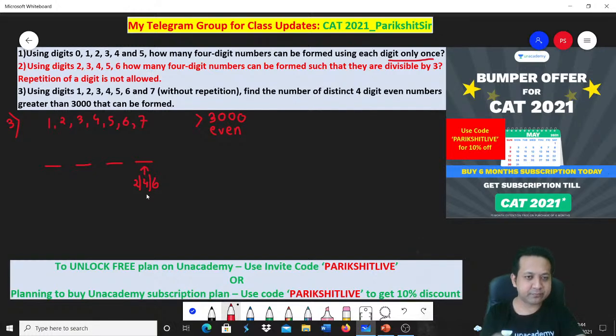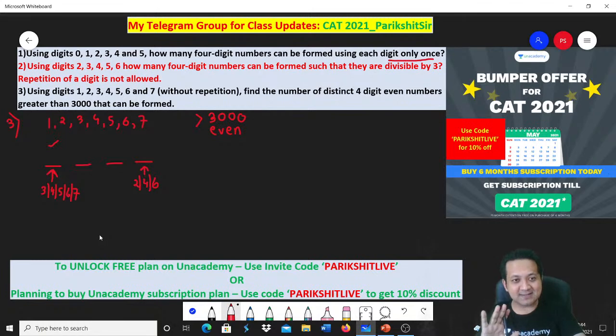Similarly, they are saying it should be greater than 3000. If it has to be greater than 3000, the only possible numbers that can come in the thousands place are 3, 4, 5, 6, 7. Will you agree? Someone might be thinking, why 3? Remember, greater than 3000. So even if it is 3, 1, 2, 3, it will be greater than 3000. Even if it is 3, 1, 4, 5, it will be greater than 3000. So the thousands digit can definitely be 3, right? So these are the options you have.